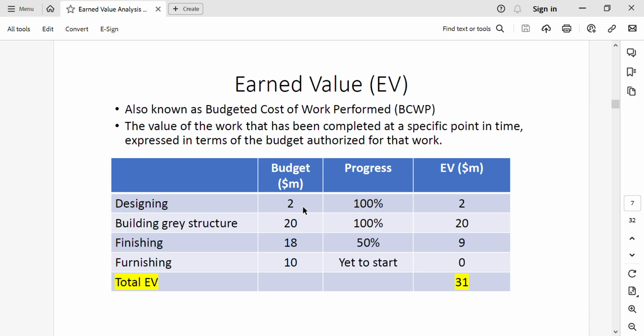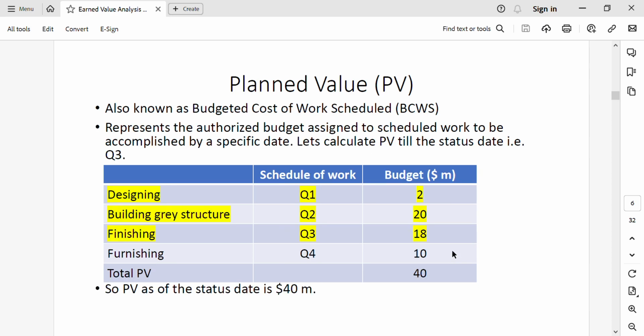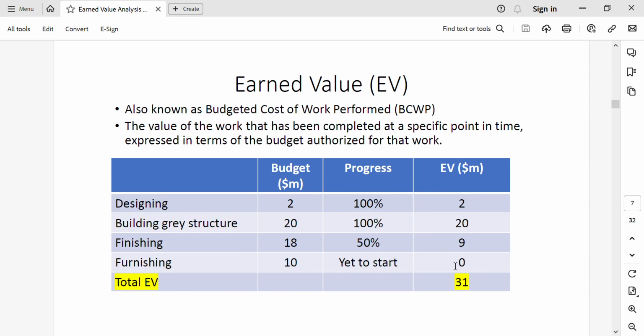So we will take 100% of 2 million, that is 2 million. 100% of 20, that is 20, and 50% of 18, that comes to 9. If we add up these 3 values, that comes to 31. So the earned value is $31 million. Just remember, planned value was $40 million, and the earned value is just $31 million.